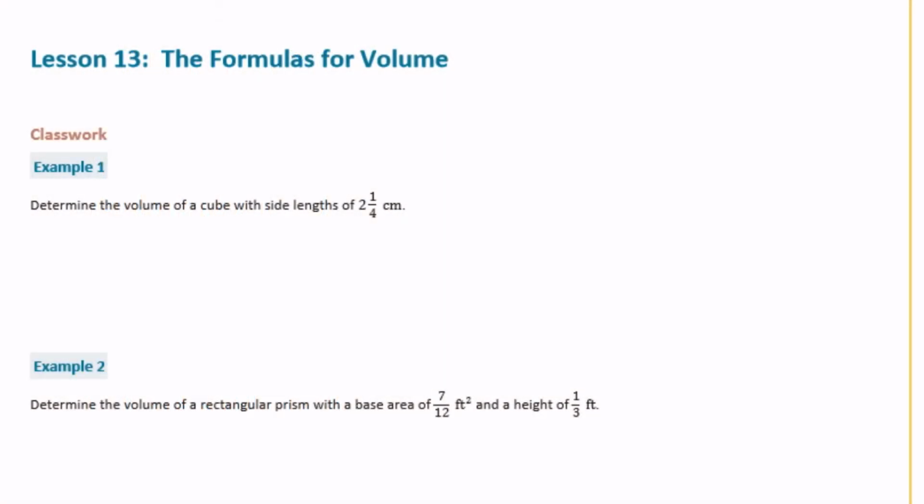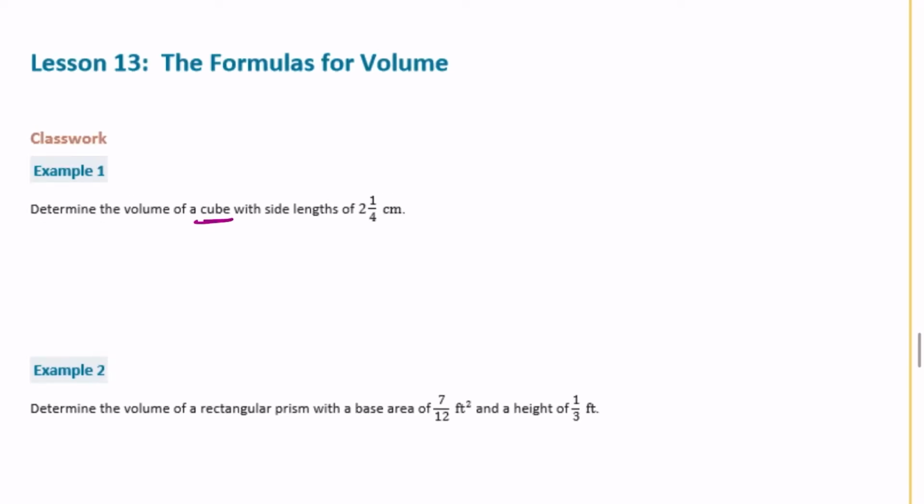6th grade, Module 5, Lesson 13, Classwork. Example 1. Determine the volume of a cube with side lengths of 2 1/4 centimeters. So a cube has all sides that are the same length. So the length, the width, and the height are all going to be the same for a cube.